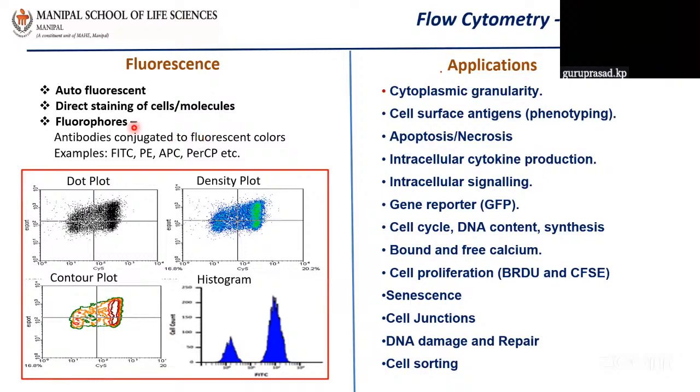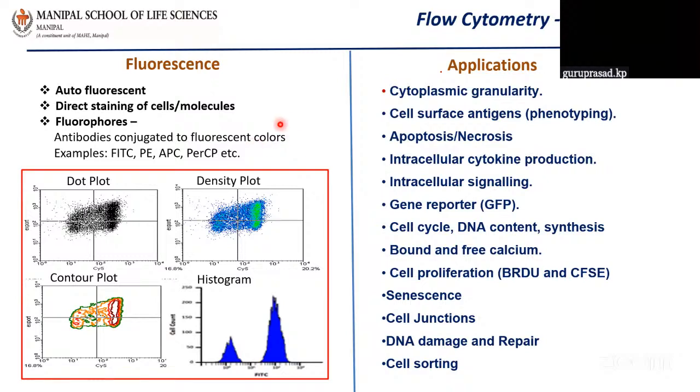And again, the selection of fluorescent color depends on the instrument. You have to see what laser is present in the instrument. If the instrument has only a blue laser, you have to select the fluorescent colors which should be excited by the blue laser. If you have many lasers, you can select any color which is excited by any one of these lasers.